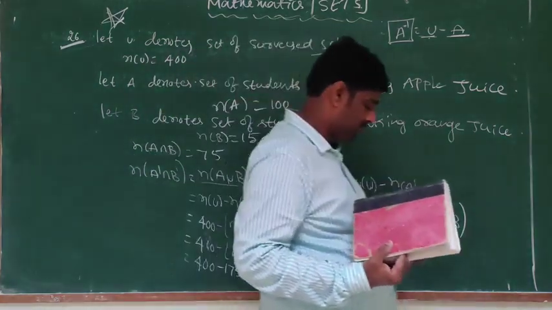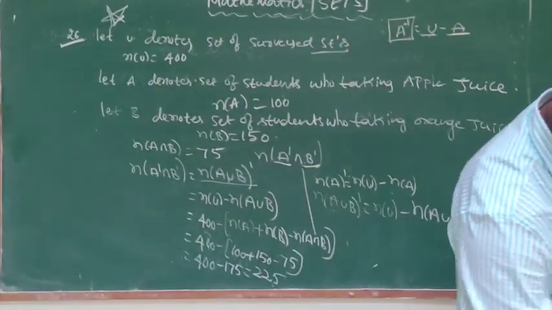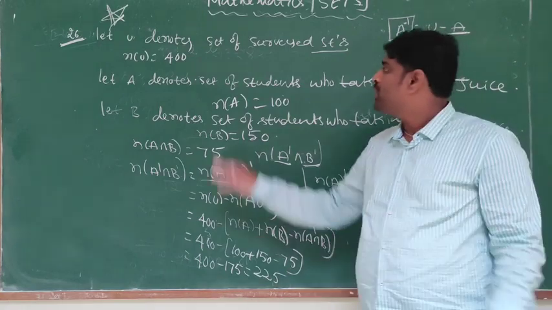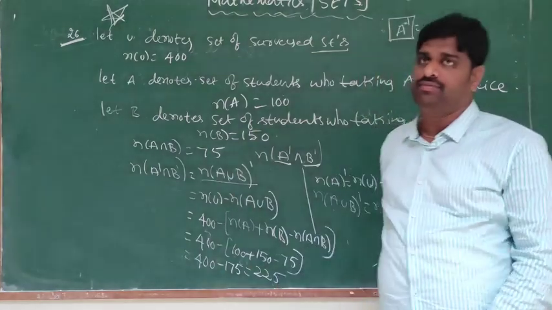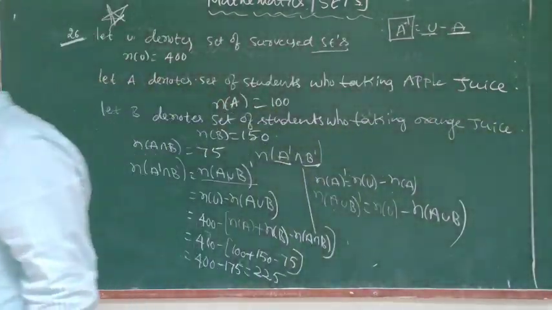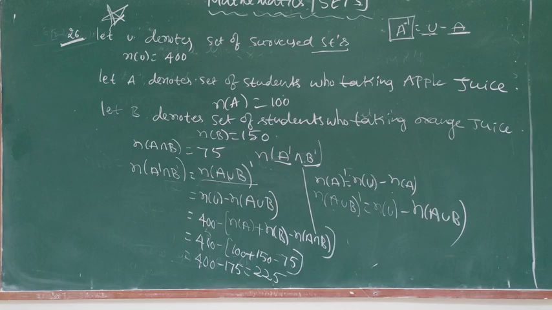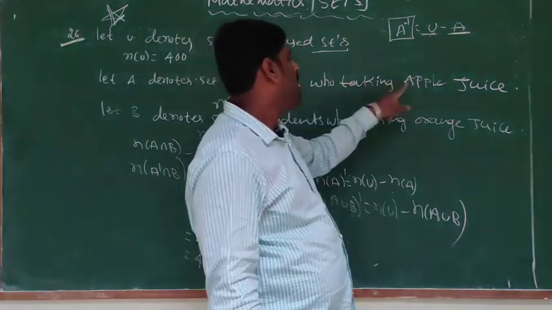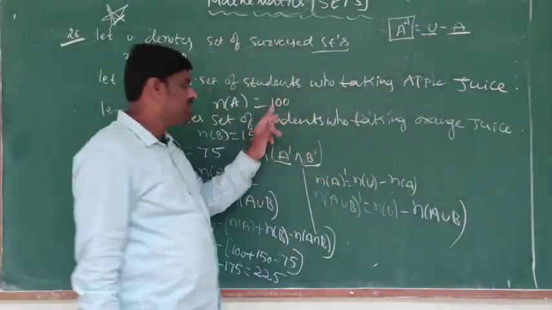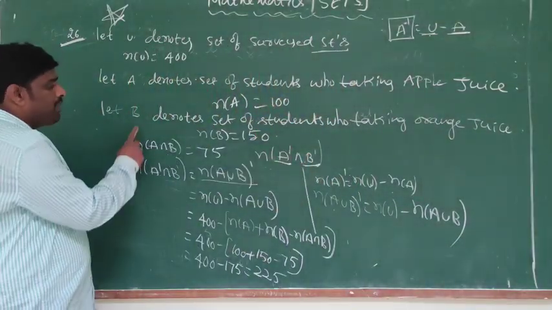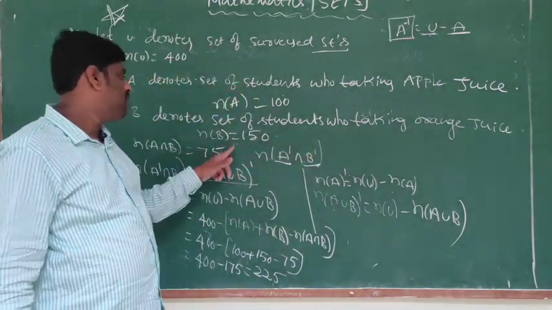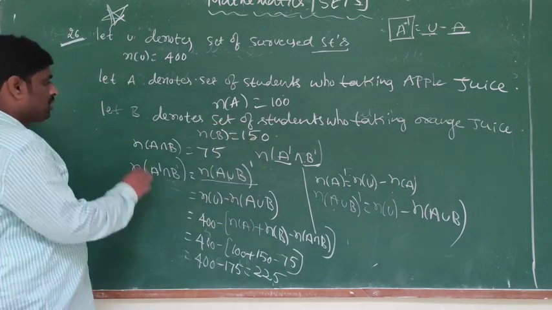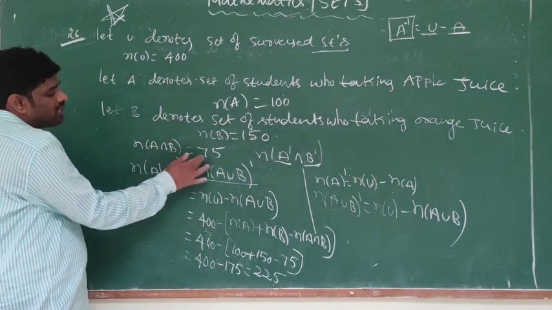Dear children, observe once again. Here, let U denote the set of surveyed students, n of U is equal to 400. Let A denote the set of students who take in apple juice, n of A is equal to 100. Let B denote the set of students who take in orange juice, n of B is equal to 150. n of A intersection B is also given, 75.